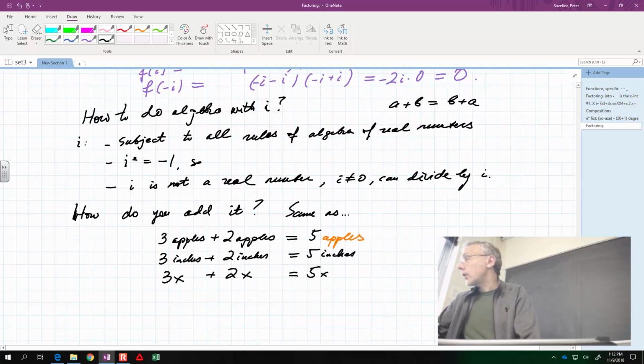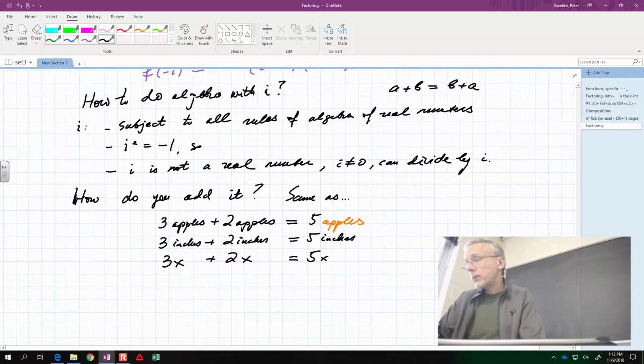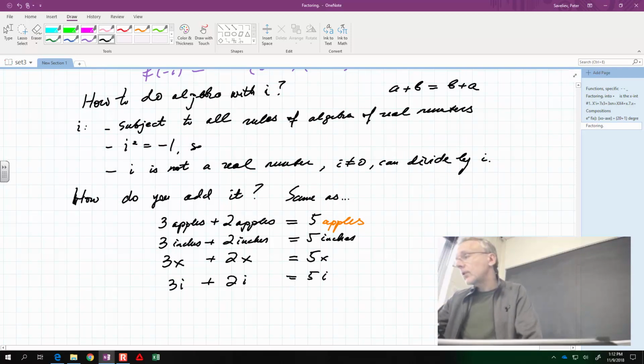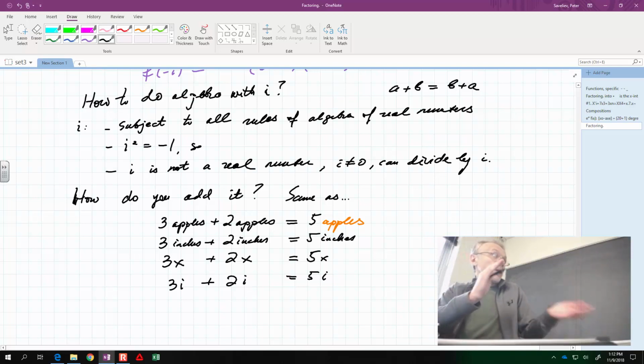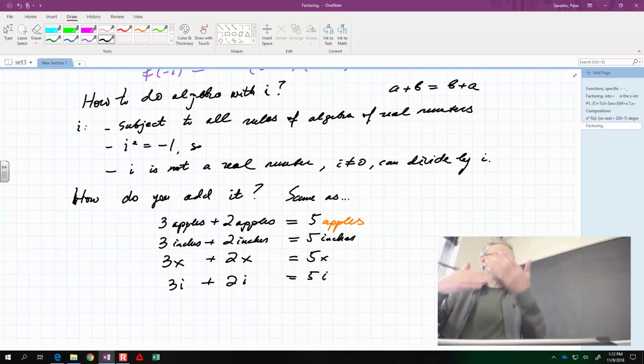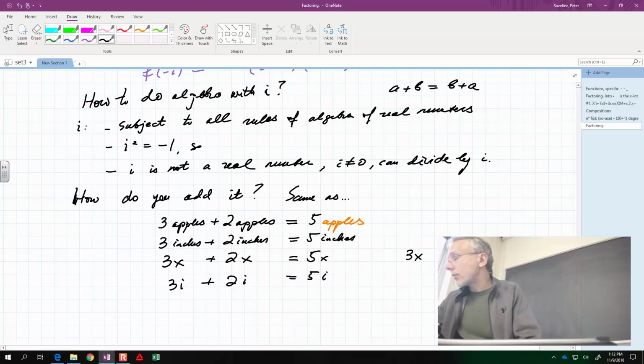Following that lead that you've seen before, you say that 3i plus 2i is equal to 5i. Any kind of addition carried out in this fashion, you can see what has happened. You can read the left-hand side as if you simply factored that thing out. You factor apples out, or inches out, or x's out, or i's out, and then you carry out the operation that's left in the manner that is appropriate. So once again, 3x plus 2x is equal to (3 plus 2)x, which is equal to 5x.